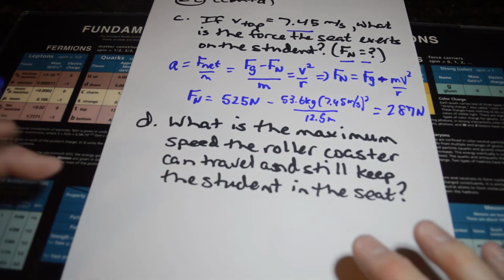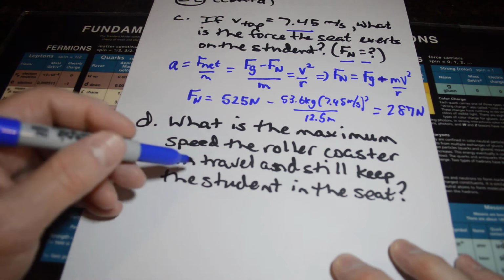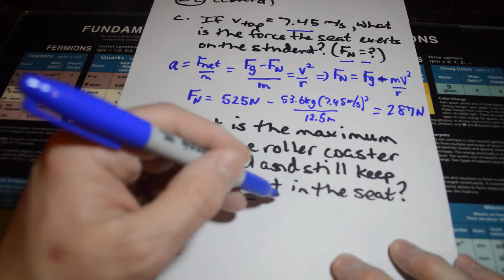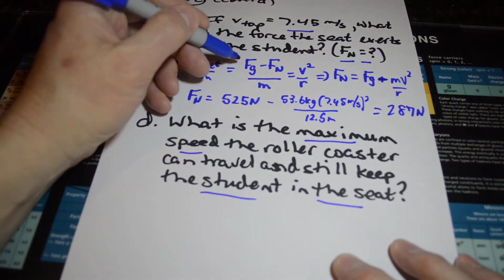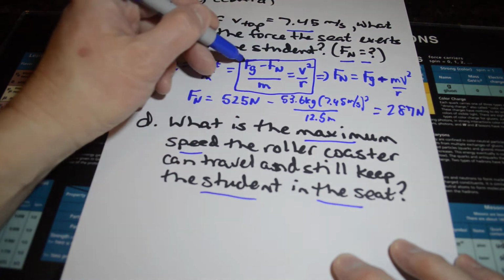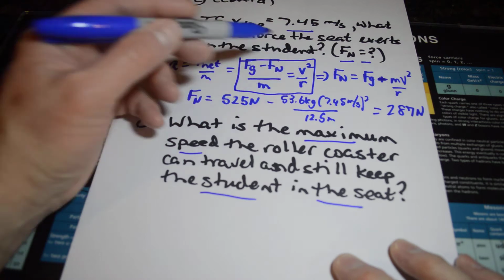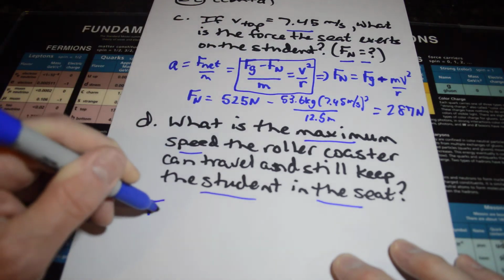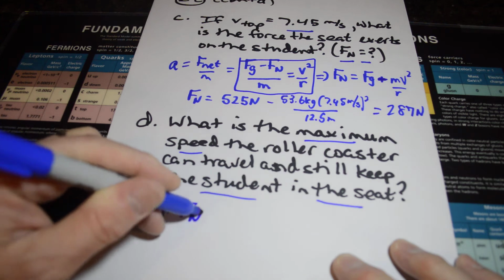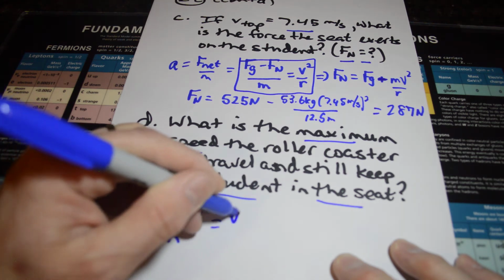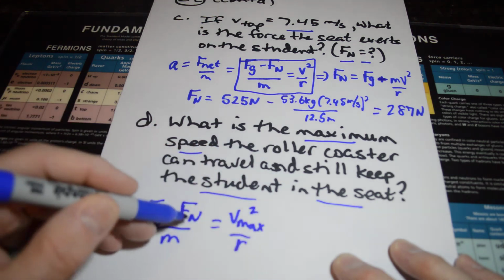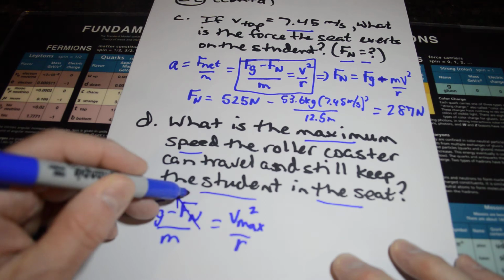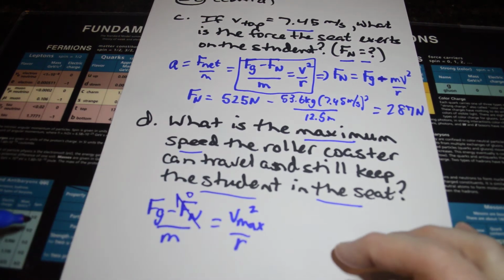The next part of the problem says, what is the maximum speed the roller coaster can travel and still keep the student in the seat? At first, when students read those maximum speed type questions, it throws them a little bit. But the idea is, if you look at this equation, you get the maximum value for v when you rewrite that v squared over r, when you subtract off the least amount you can. Wouldn't that be true when that's 0?